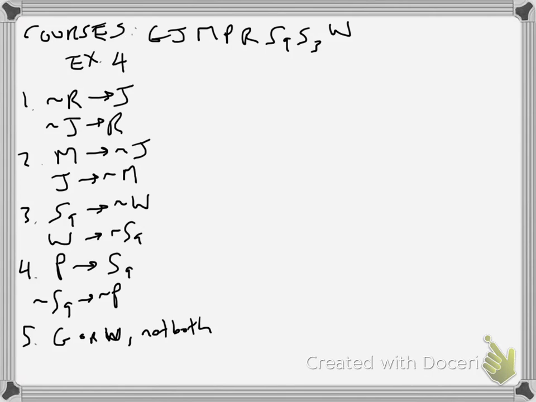Notice that all the rules here are formal logic, so you do need to do contrapositive. She must take Japanese if she does not take Russian. If no Russian, then Japanese. The contrapositive: if no Japanese, then Russian. If she takes macroeconomics, no Japanese. If there's Japanese, no macroeconomics. If there's statistics at 9, no world history. If world history, no statistics at 9. If she takes psychology, she has to take statistics at 9. No statistics at 9, no psychology.